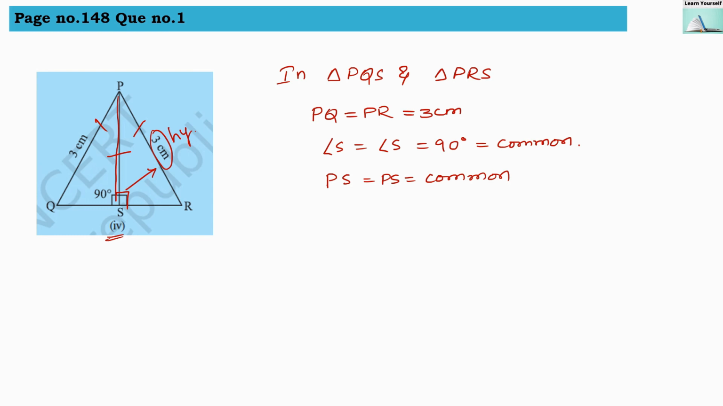So let us write the congruency. Triangle PQS is in congruence with. Now S is equal to S and PS is equal to PS. So here we are going to write PRS, because R and Q, these two are different in the triangles. Otherwise PS is common in both of the triangles. So PQS is in congruence with PRS.